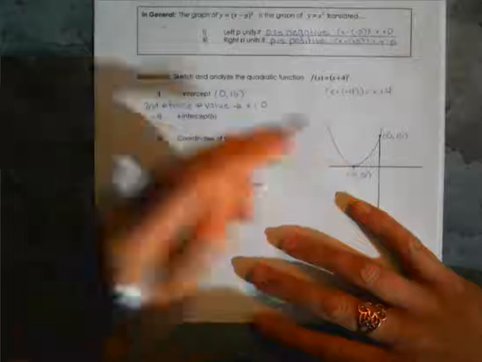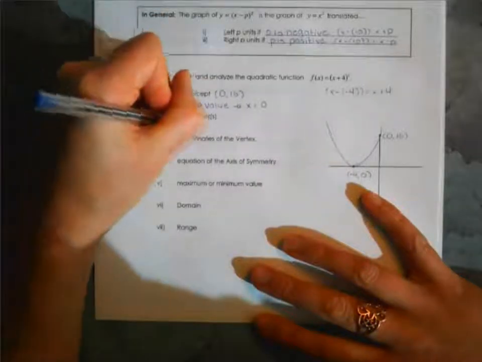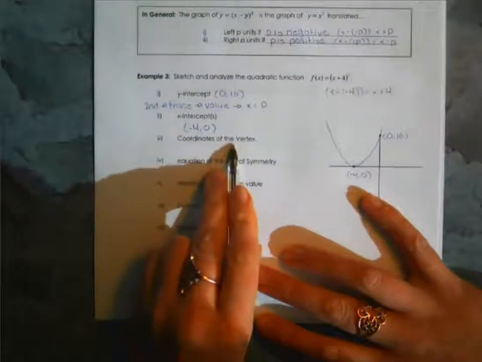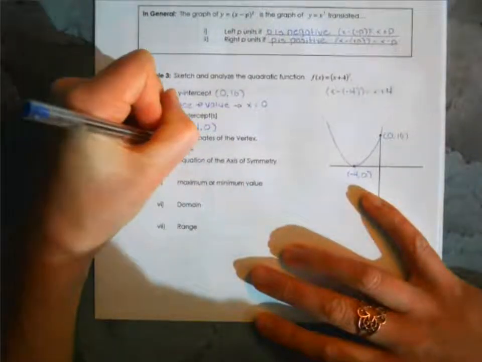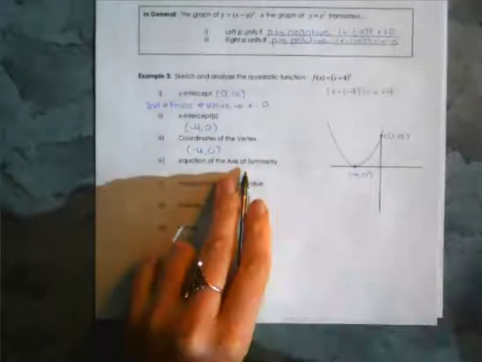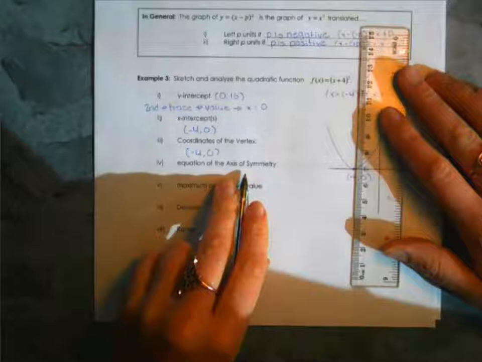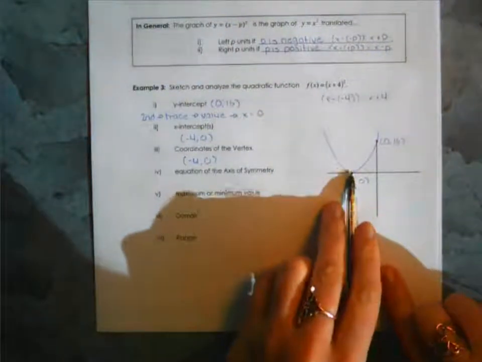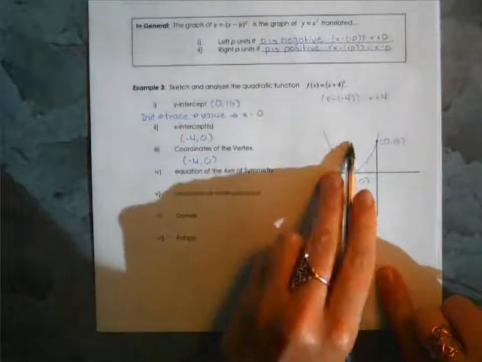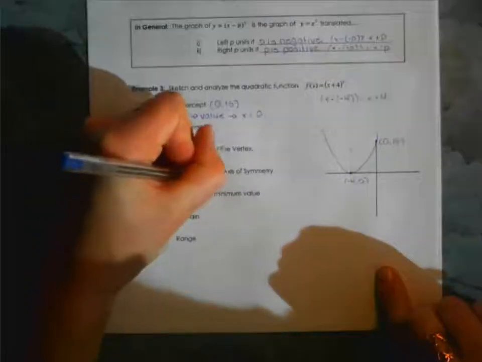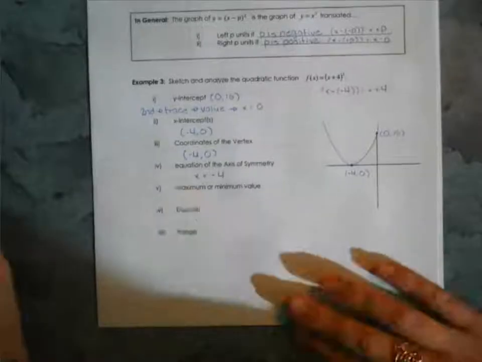X-intercept, well, that's right where the vertex is, so we can say it's -4, 0. What are the coordinates of the vertex? Same thing, -4, 0. The equation of the axis of symmetry. So remember, if we were to draw a line that cuts this thing in half, then that line would be located on x equals -4 the whole way. So we can say x equals -4 for our axis of symmetry.